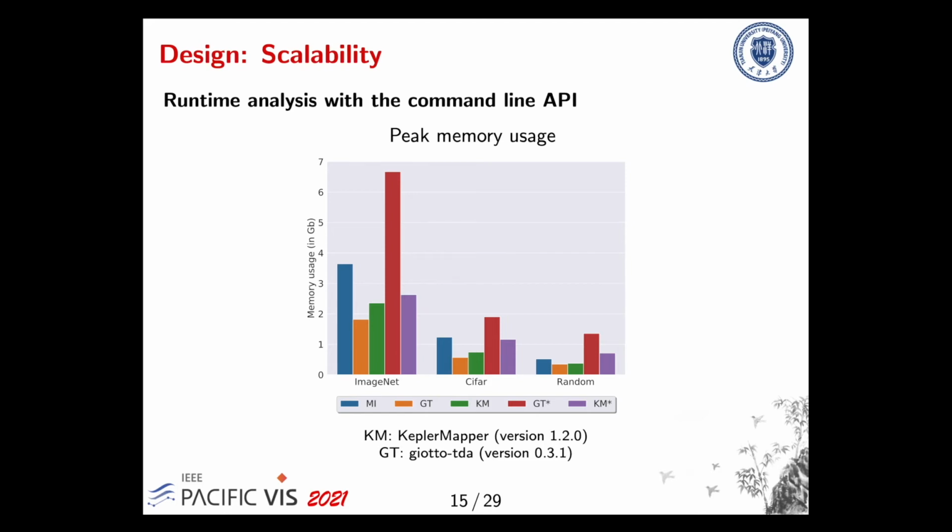For all 3 datasets, Mapper Interactive has up to a 1.7 times increase in peak memory usage, compared to its vanilla implementation. Also, using our strategy, Giotto TDA has up to 4 times memory increase, and Kepler Mapper has up to 1.9 times memory increase.